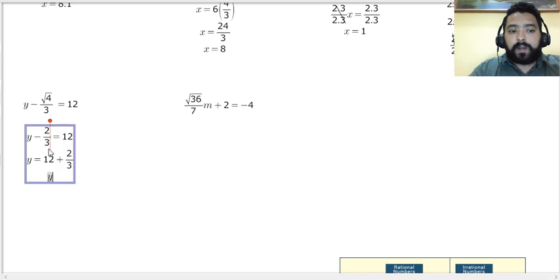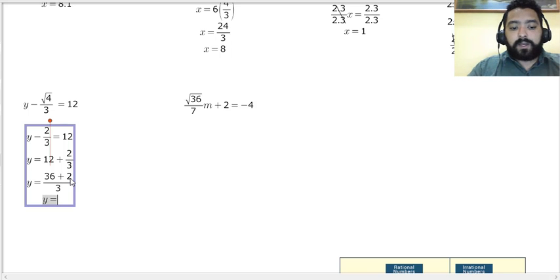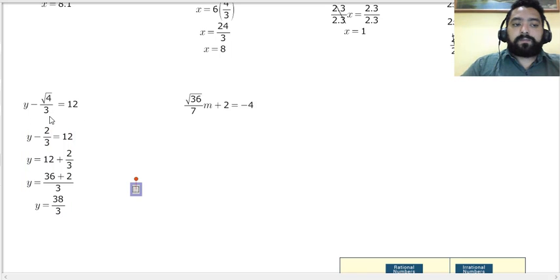Then we're going to have y equals. Remember, if you don't have a calculator and don't know how to solve this operation, in the video description I have the link for adding and subtracting fractions with unlike denominators. So we're going to have 3 times 12, which is 36, plus 2 over 3. So here we have 36 plus 2, which is 38 over 3. And this is our answer for this equation with rational numbers.